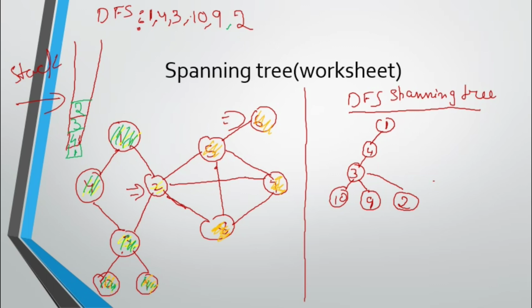Okay, yes, I have visited that. I'll just mark it in green. From 2 I can go to 5, 7 and 8. I can go anywhere. Okay, let me go to 8.